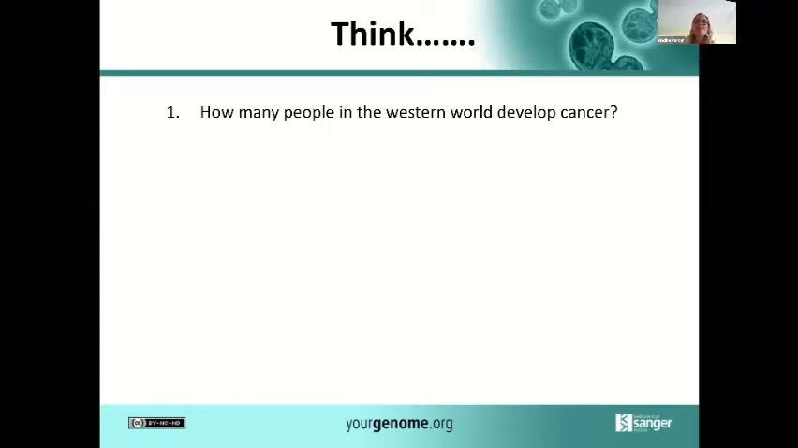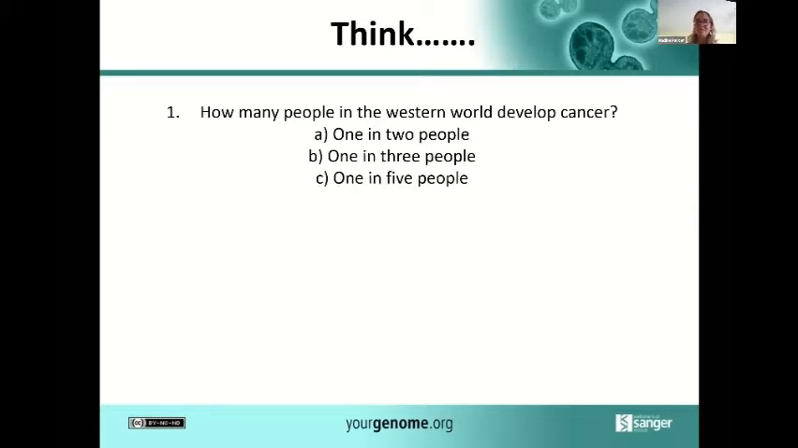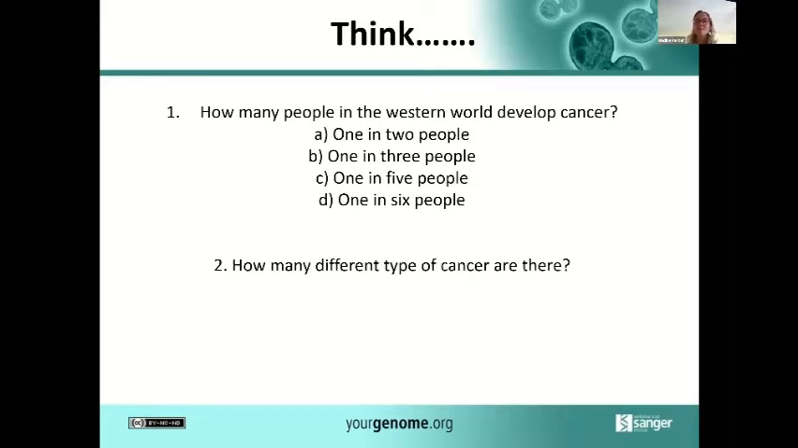The first one is a few statistics. So how many people in the Western world develop cancer? So we've got 1 in 2, 1 in 3, 1 in 5, or 1 in 6. And then the second question was, how many different types of cancer are there? And we've got 300, 200, 700, or 47.